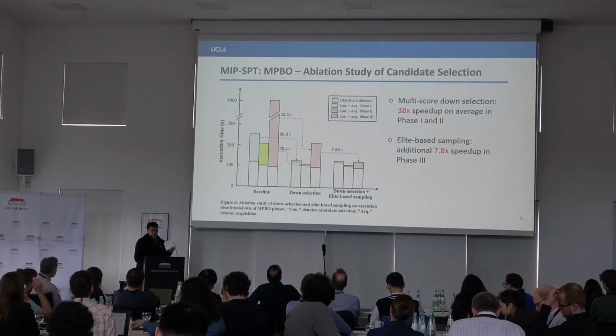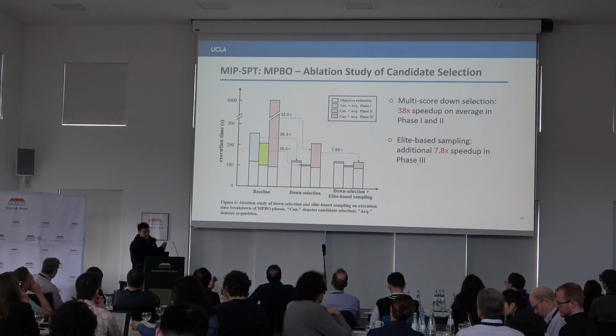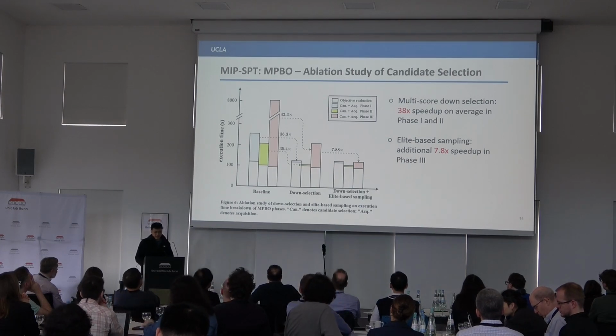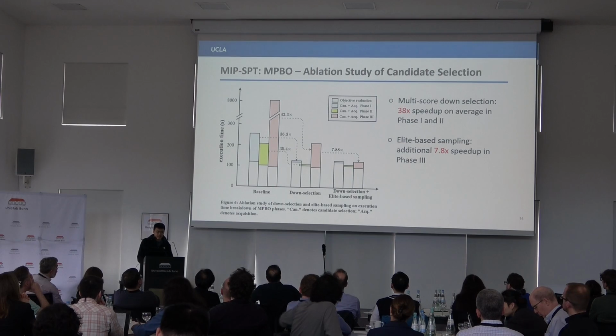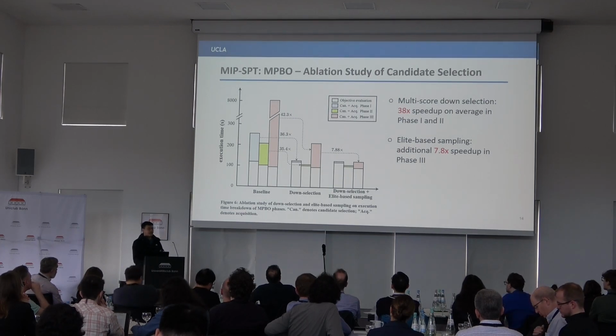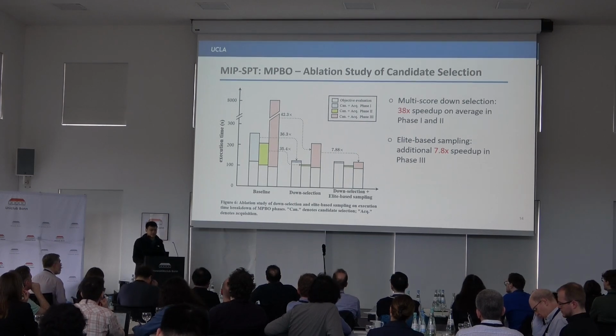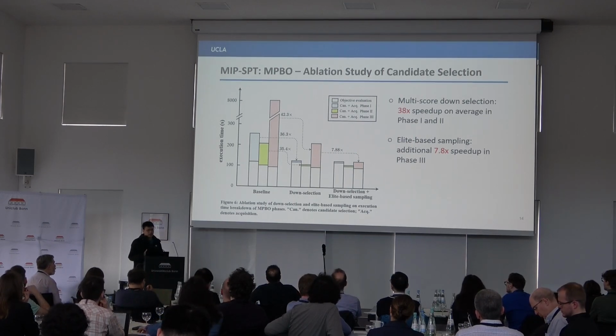Okay, this is a quick evaluation study of our candidate selection. Our multi-score down selection achieves a 38 times speed up on average in phase 1 and phase 2, and our elite bias sampling achieves an additional 7.8 times speed up in phase 3. And we will show in the experiments that this speed up does not influence the final convergence or optimization results of our algorithm.